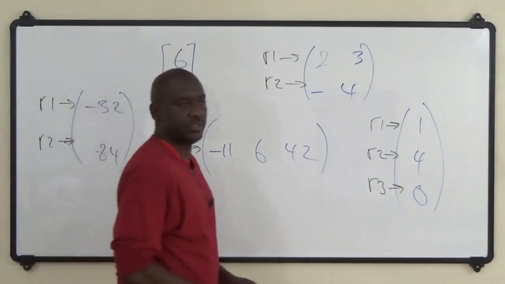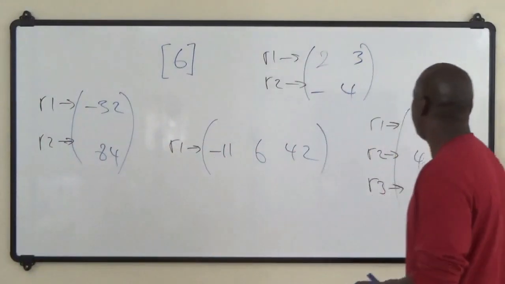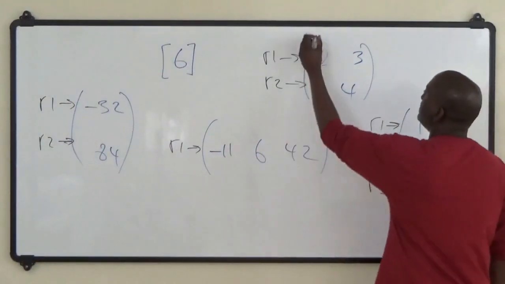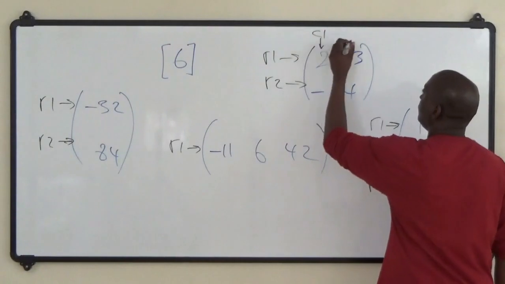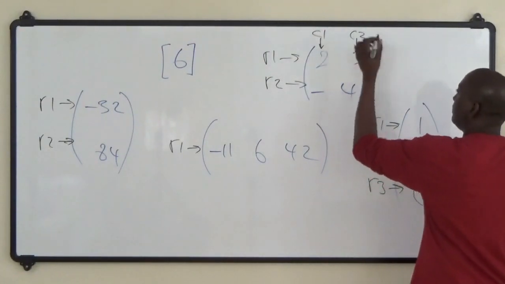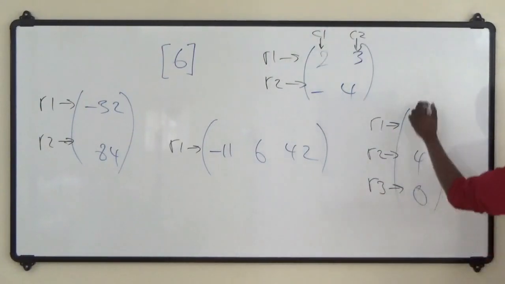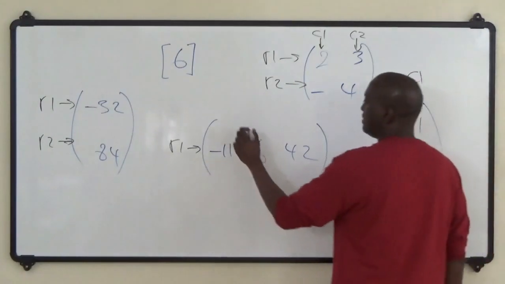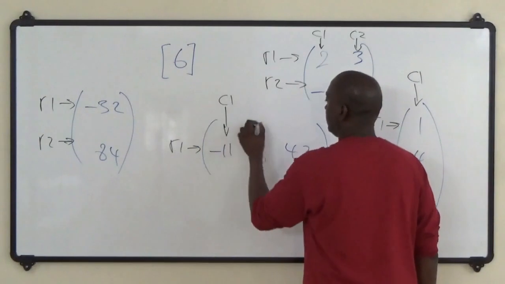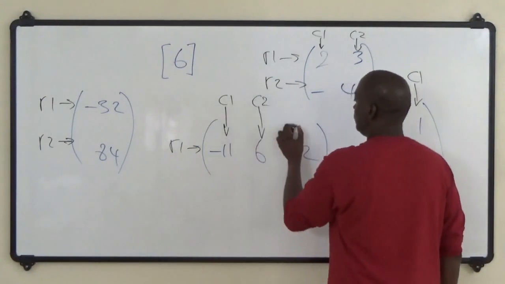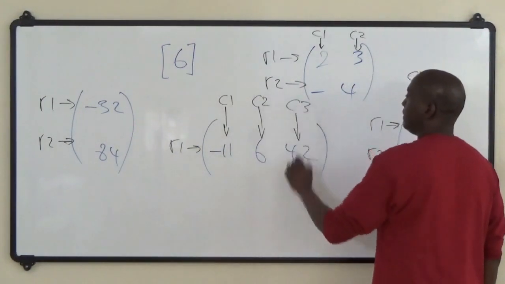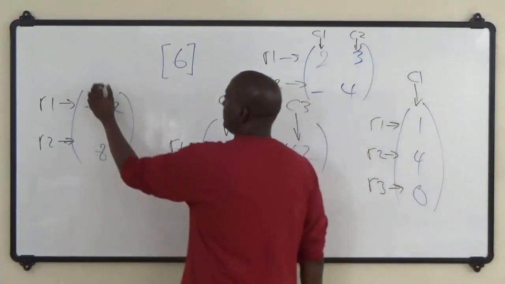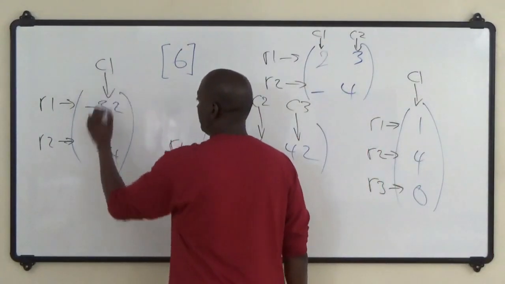And what about the columns? What are the columns? Well, in this matrix, we have column 1. In this matrix, we have column 2. In this matrix, you have one and only column. In this matrix, you have column 1, column 2, and column 3. In this matrix, you have one and only column.